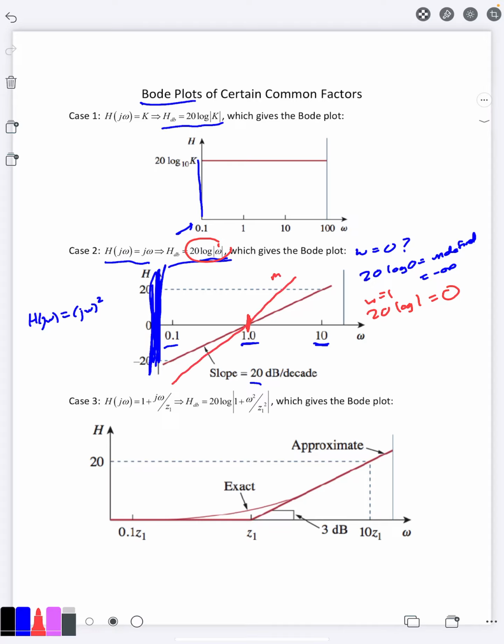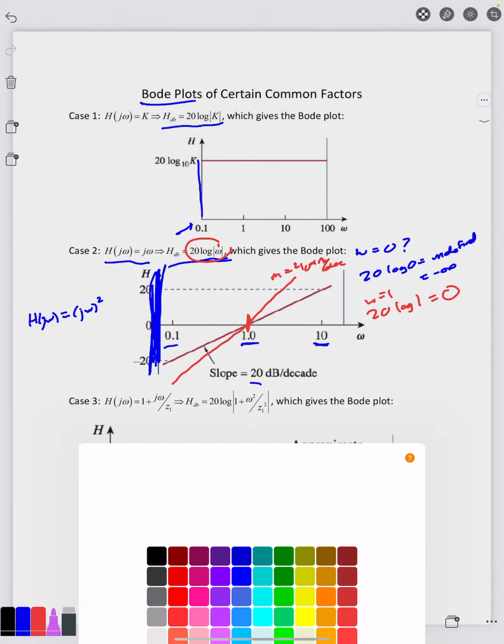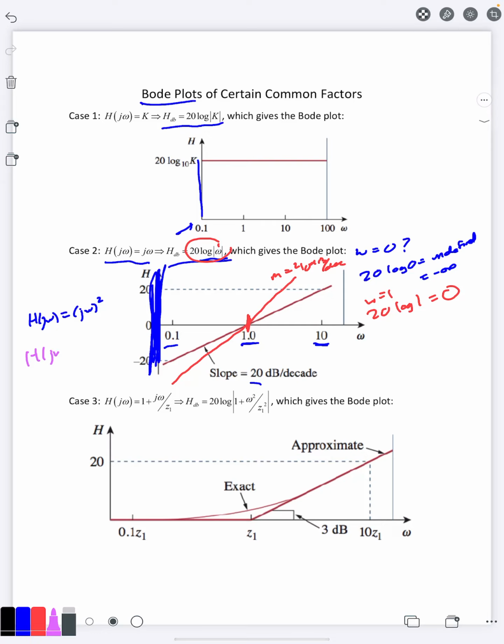In that case, your slope would be 40 decibels per decade. So whenever you have a higher power of just j omega by itself, it's just going to change the slope in multiples of 20. And if you have your H of j omega on the bottom here, so H of j omega is 1 over j omega, it's still going to be a straight line, but in that case, your slope is negative 20 decibels per decade.